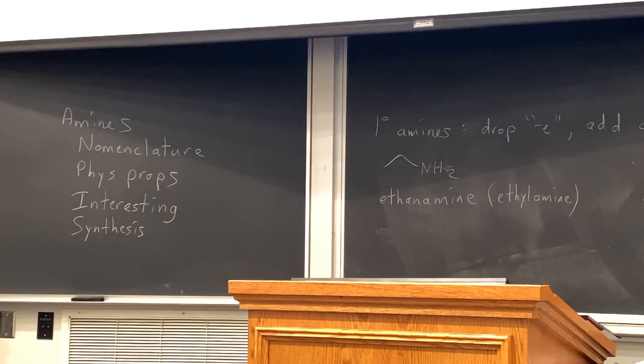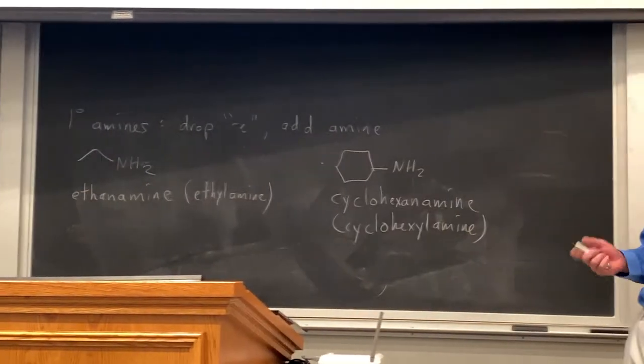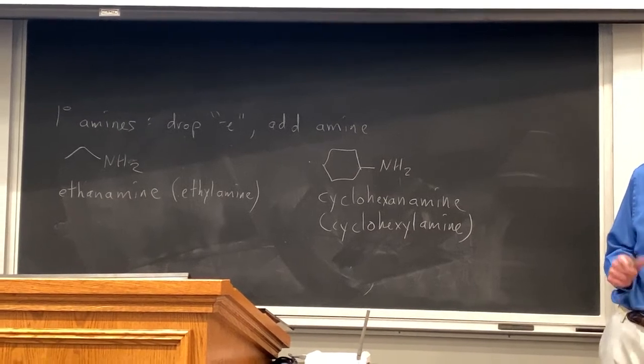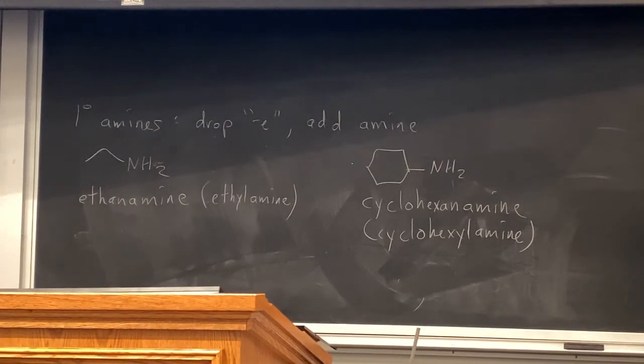So starting out with nomenclature, if we have a primary amine, naming it is very simple. We just take the chain that is attached to the nitrogen, drop E from the parent name, and add amine. So we get ethanamine. If it's a ring, we have cyclohexanamine.